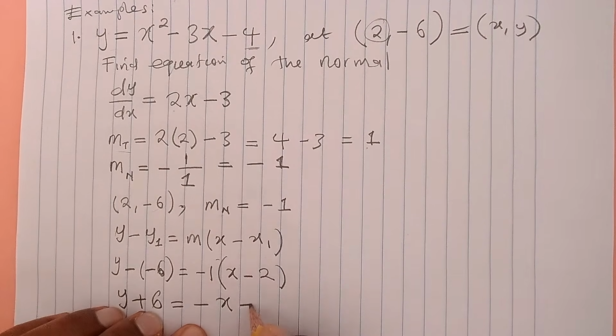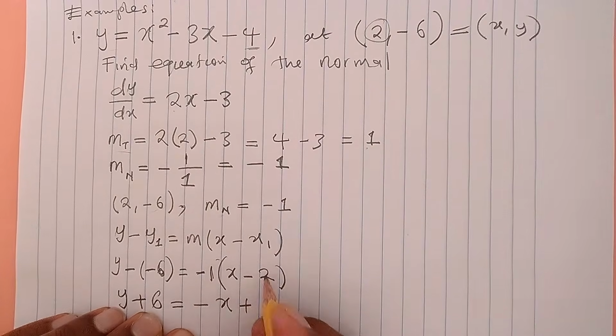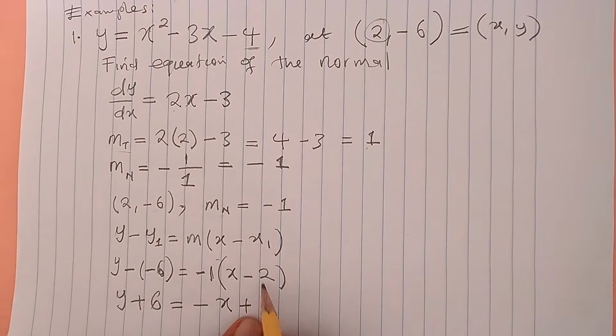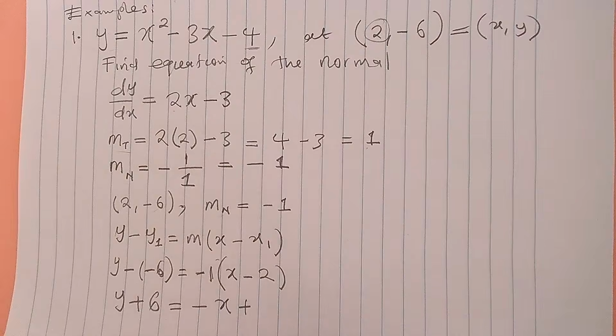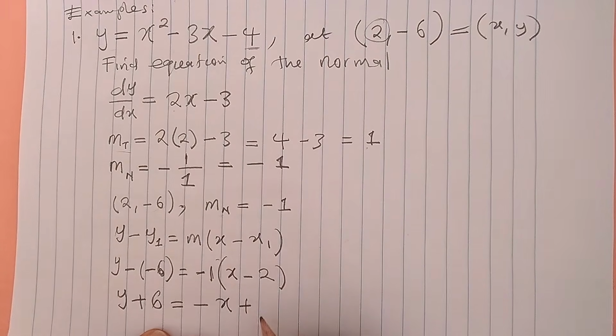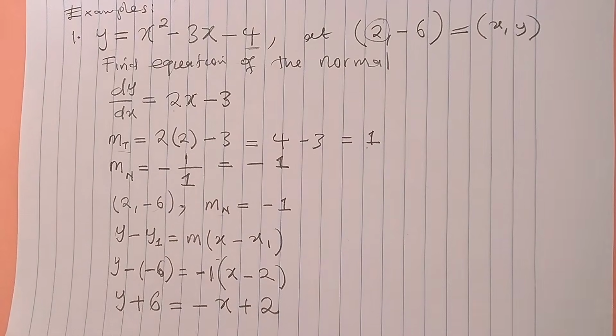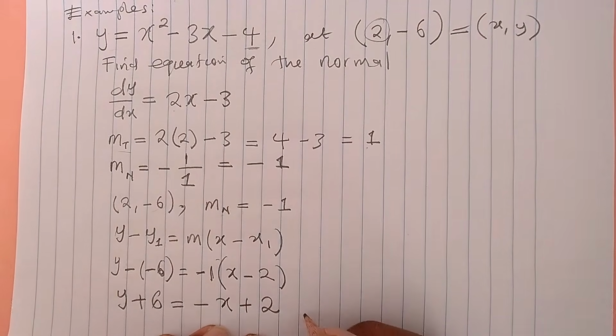Negative x, then plus, right? Negative 1 multiplied by negative 1 multiplied by negative 2. That is a 2, right? Okay, guys. So what does this imply?